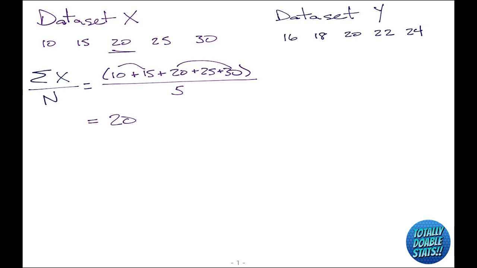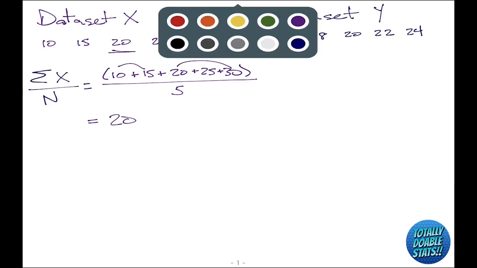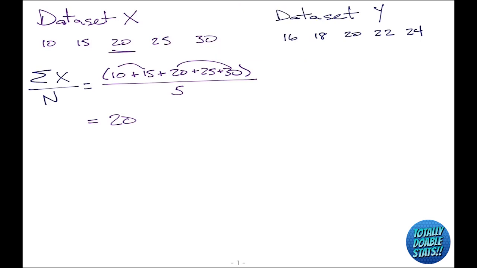And so data set Y, and let's go with a little bit different color so you can really tell them apart. We're going to have 16 plus 18 plus 20 plus 22 plus 24, all divided by 5 again, which again is going to equal 20 by the time we get all done.